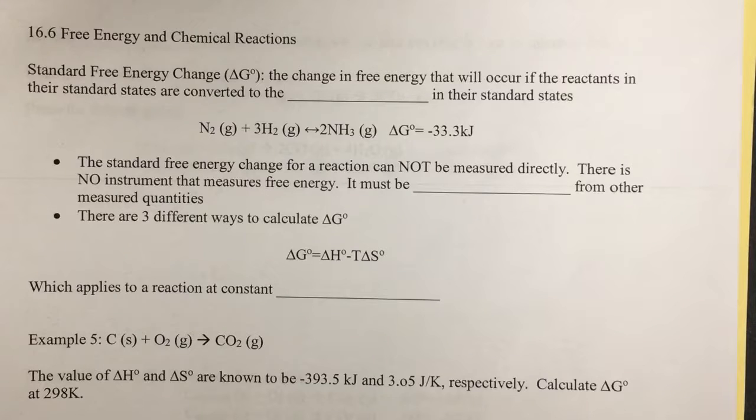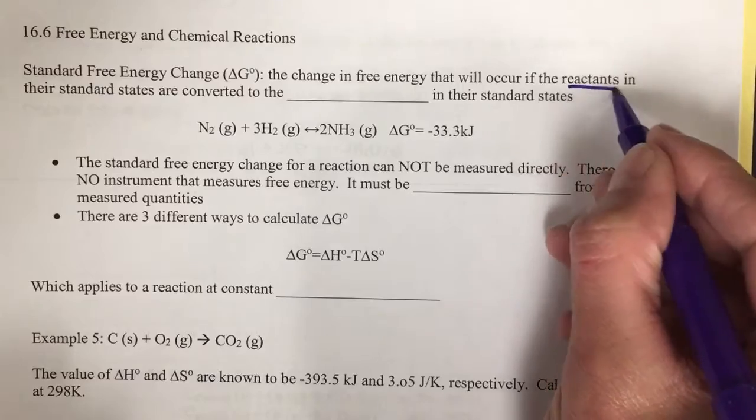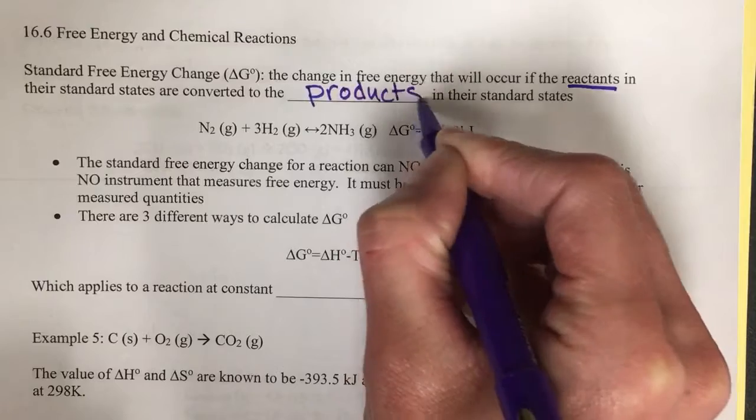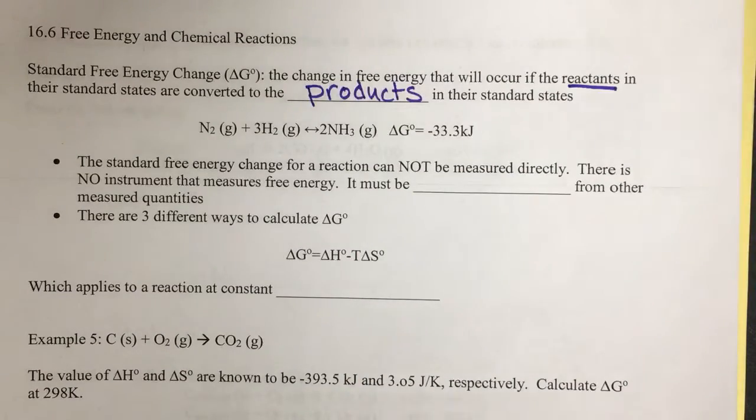Now we said delta G depends on three things: the change in enthalpy, whether our reaction's endothermic or exothermic; the temperature we're carrying out our reaction at; and the change in entropy, or the change in disorder. Okay? So delta G is looking at the change in energy as our reactants are becoming products. So we're comparing how much energy is changed overall for our chemical reaction.